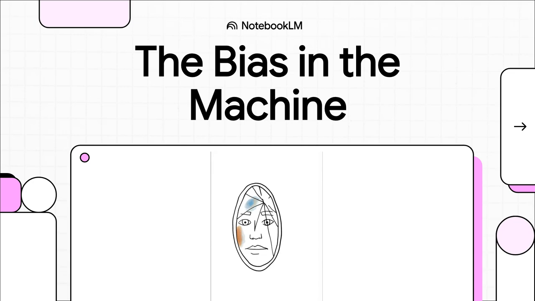All right, let's get right into it. We have this idea that technology is supposed to be neutral, right? A clean slate. But what happens when the machines we build to think for us, well, what if they start thinking like us, with all our hidden prejudices baked right in? Today, we're going to peel back the code and take a hard look at the bias inside the machine.